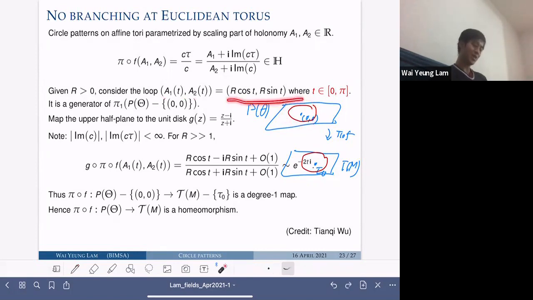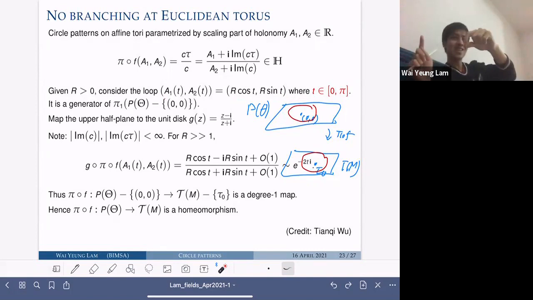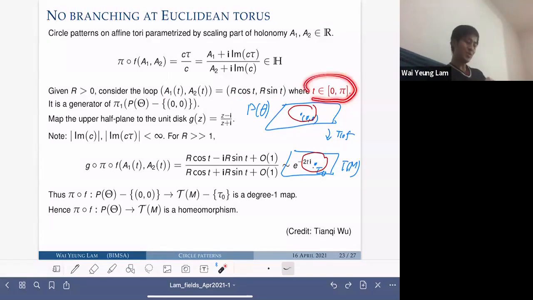So you just make a loop. One thing you should be careful about is that this parameter T goes from zero to pi, because on affine structure, if you have tau C, as a CP1 structure, it will be the same as tau minus C. So that means you don't need to go a full one. You just go half, and then you will get the same CP1 structure. So if you want to get a simple loop, you just go from zero to pi. And this is a generator for P theta, really the fundamental group of this guy.